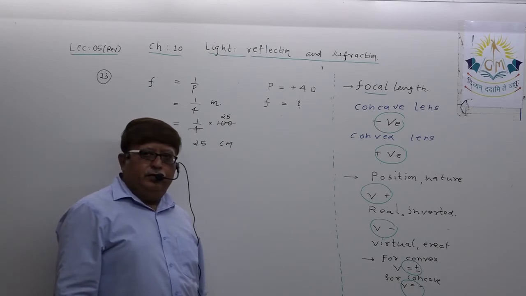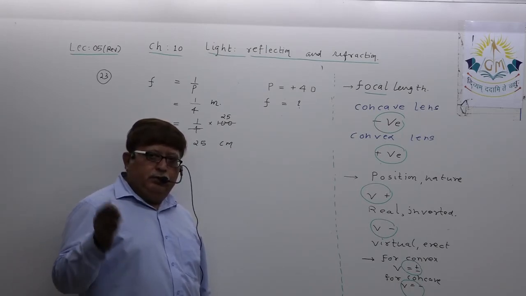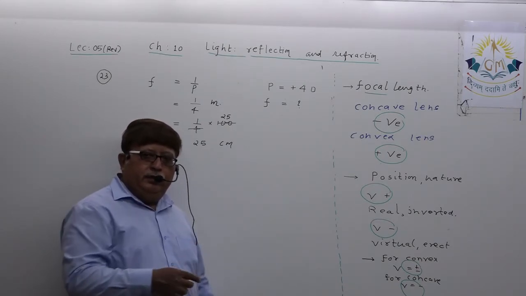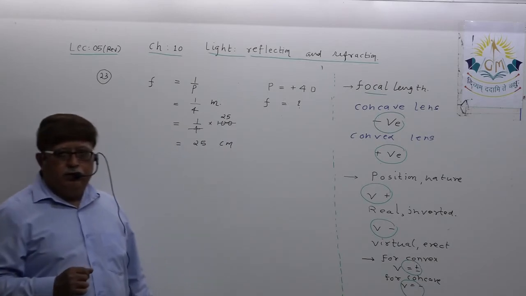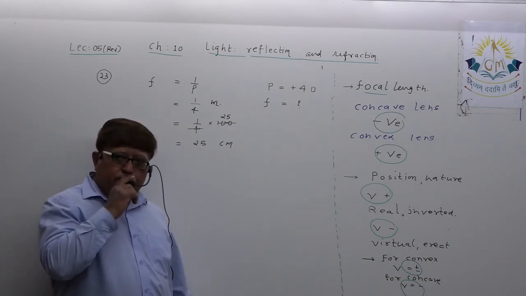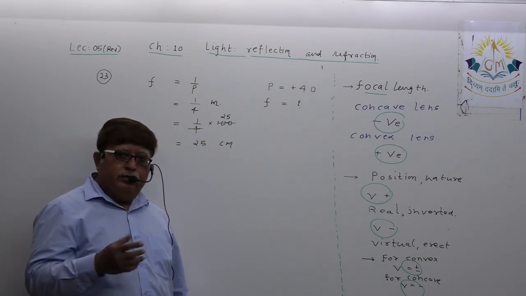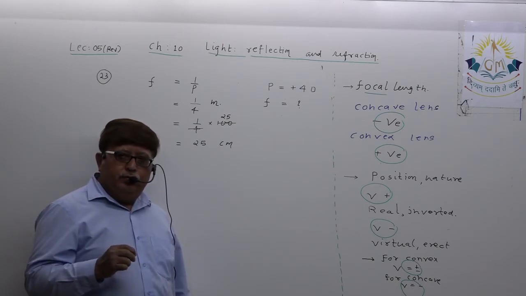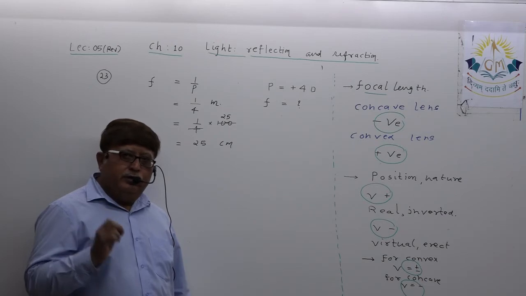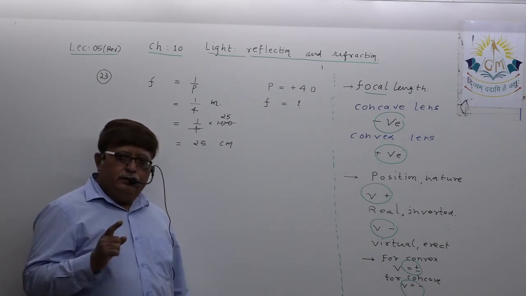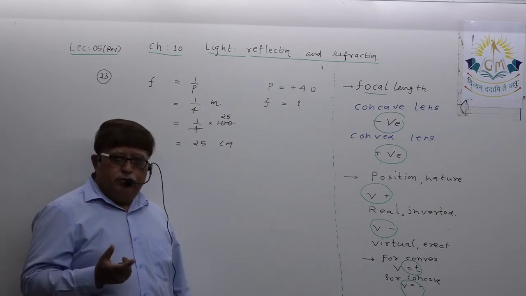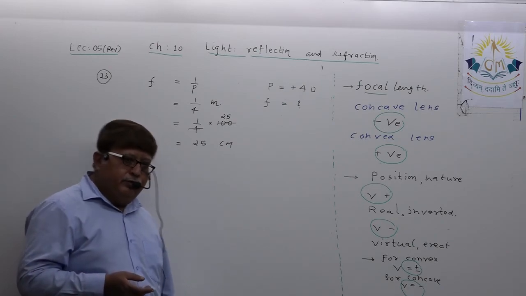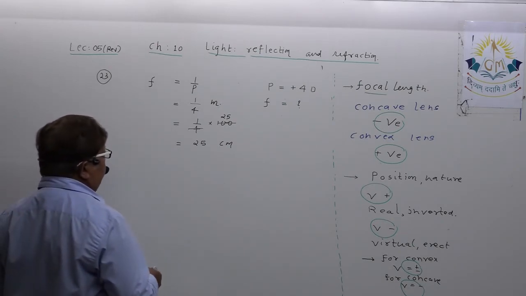Whenever you want to find power, as you all know, if focal length is given, you will have to first convert it into meter. Then and then you are able to find the power. So here, because power has been given, when you take the formula F equals 1 upon P, you are getting focal length in meter, which is to be converted into centimeter in respect of the lens, as you know. F equals 25 centimeter.